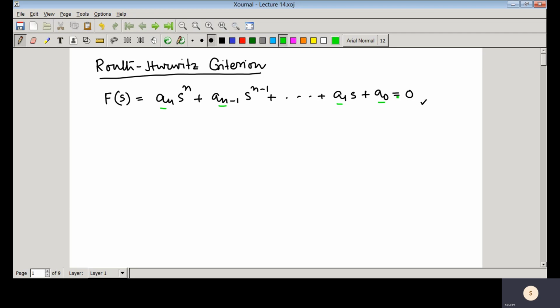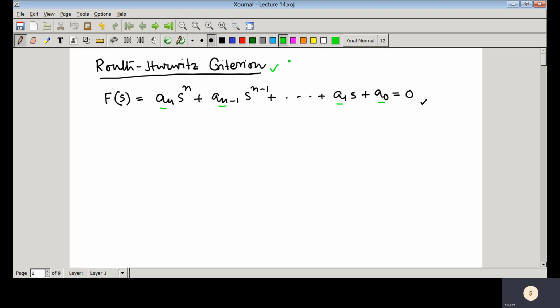Today we'll be discussing one criterion that makes it very easy to check whether the roots of this characteristic equation are in the left half of the S plane or on the right half. The stability boundary is the imaginary axis, and whether roots are on the right or left side can be checked using the Routh-Hurwitz criteria. So let us discuss what the Routh-Hurwitz criteria is.